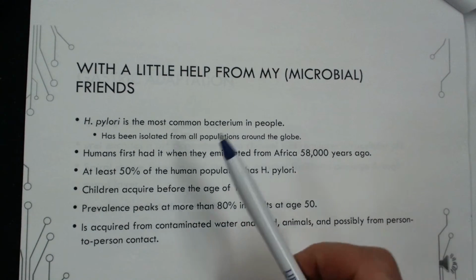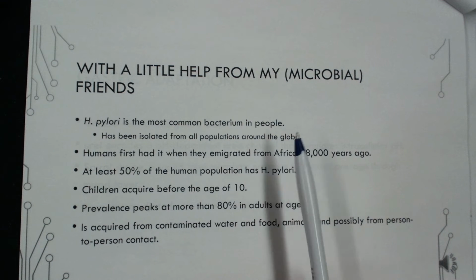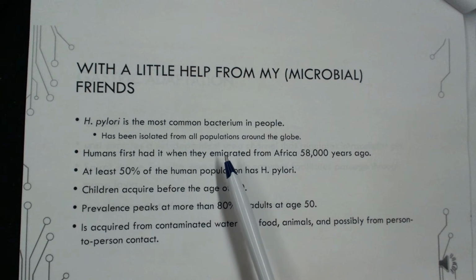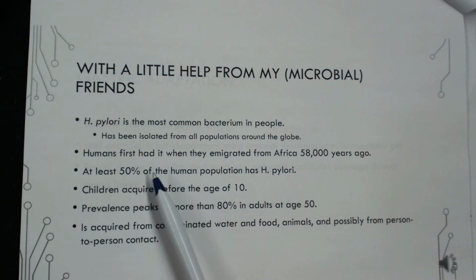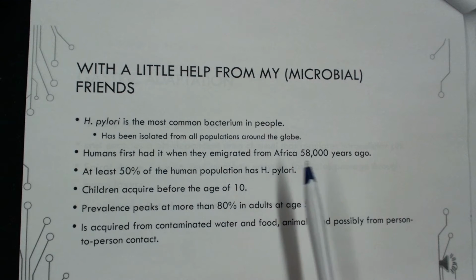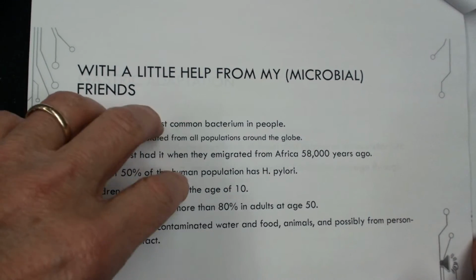So this organism is the most common bacterium in people. It's found in people all around the globe. Humans first had it clearly when they emerged from Africa some 60,000 years ago. Half the human population has it, but doesn't know it. Children usually acquire it before the age of 10. Prevalence peaks at about 80% at age 50. It's acquired from contaminated food, water, animals, maybe even from person-to-person contact.